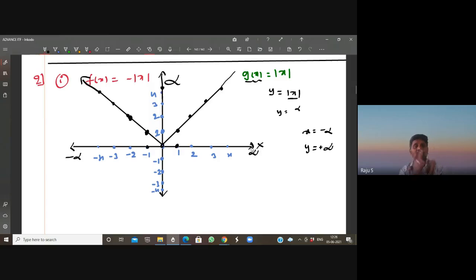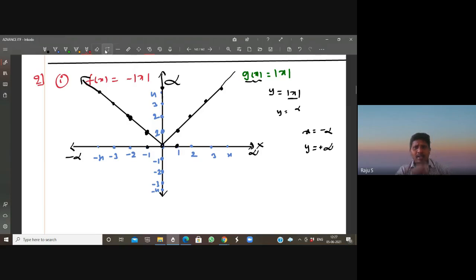Modulus x can take the values from minus infinity to plus infinity, but the output is only positive values. Am I right? So nothing but what will you write here? The domain. Domain means, remember student, it is very, very important. Domain is given by x values. Domain is always given by the x-axis values. Range is given by the y-axis value, the output. Range is given by output, in the sense y-axis values.